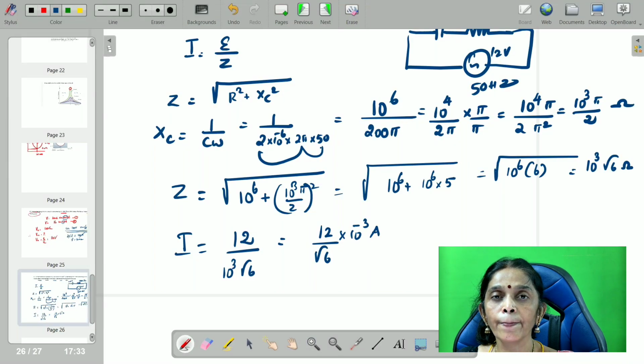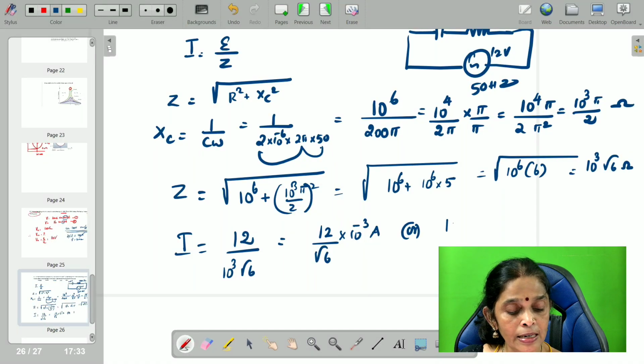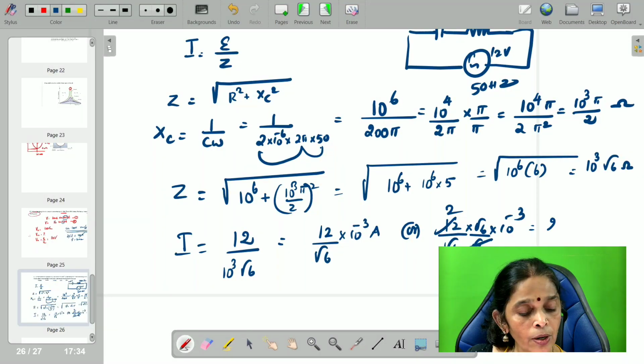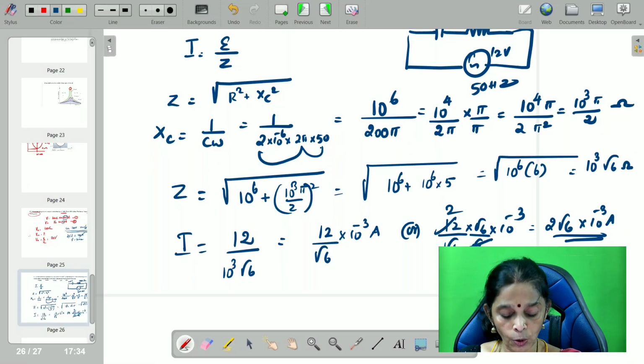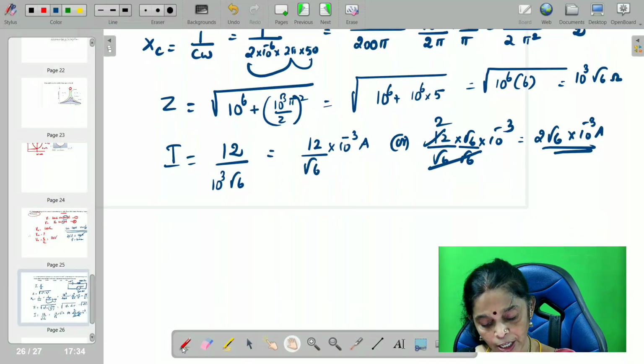That is I. If you want to simplify further, you can simplify it, or otherwise I can write it as 12 by root 6 into root 6 divided by root 6 into 10 power minus 3. So that is equal to 2 root 6 into 10 power minus 3 amps. Leave it like that. I found out this. Now I have to find out the voltage across this. So how to find out voltage?